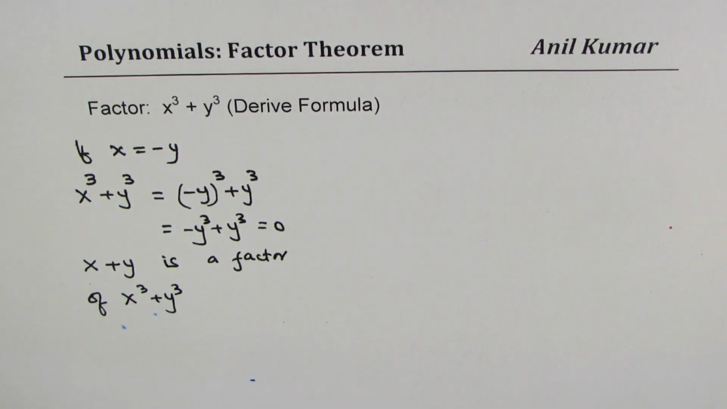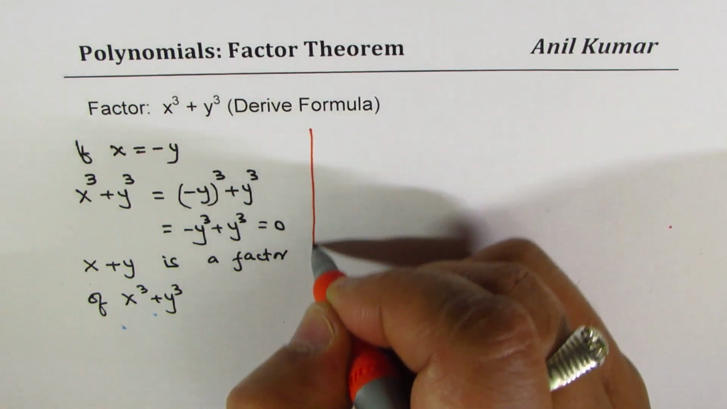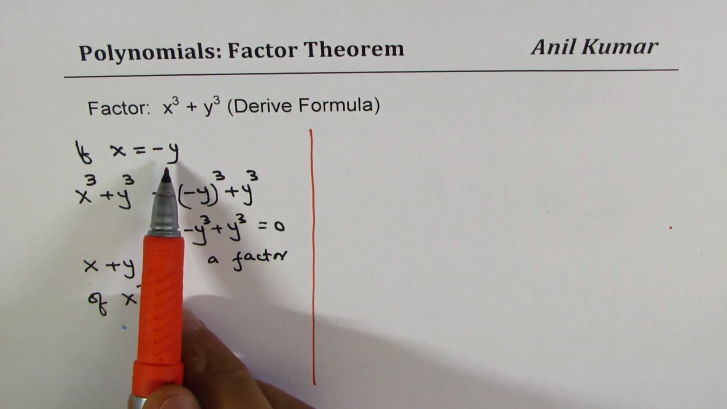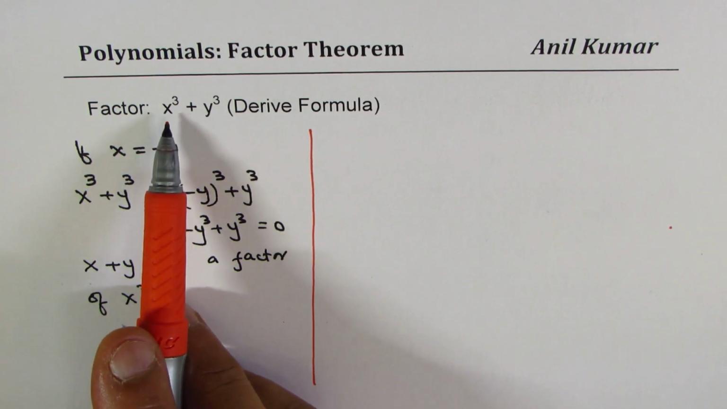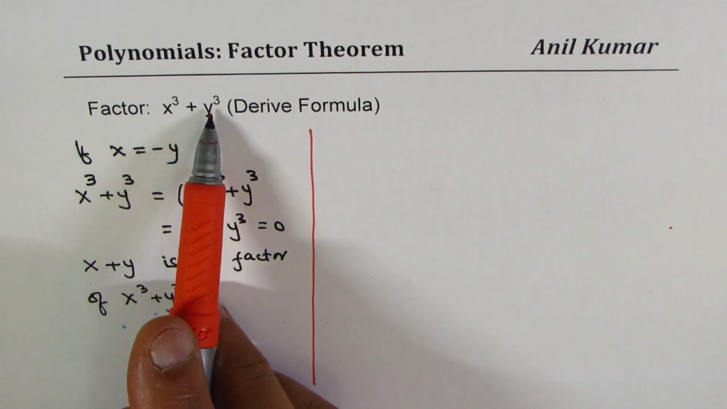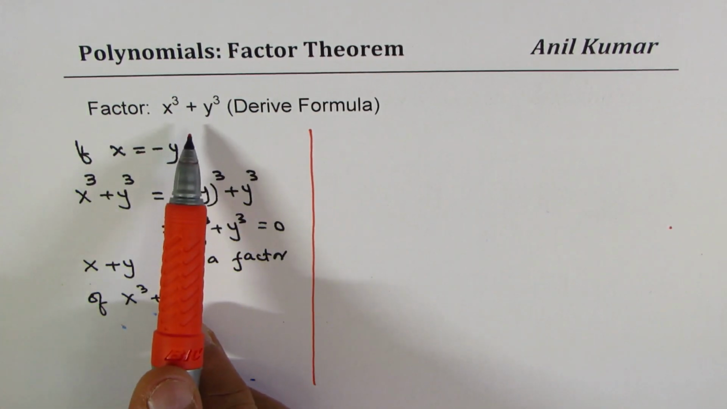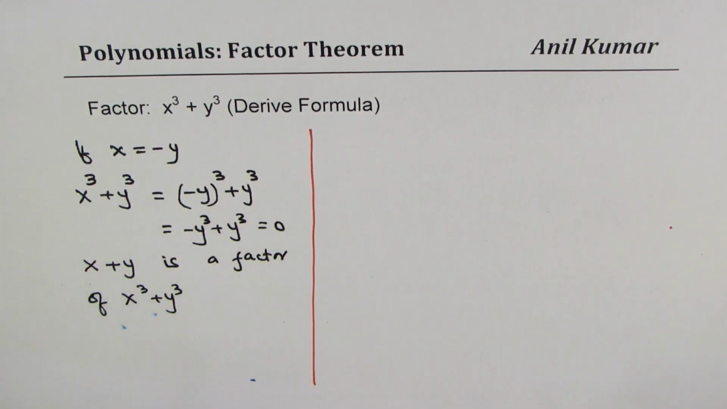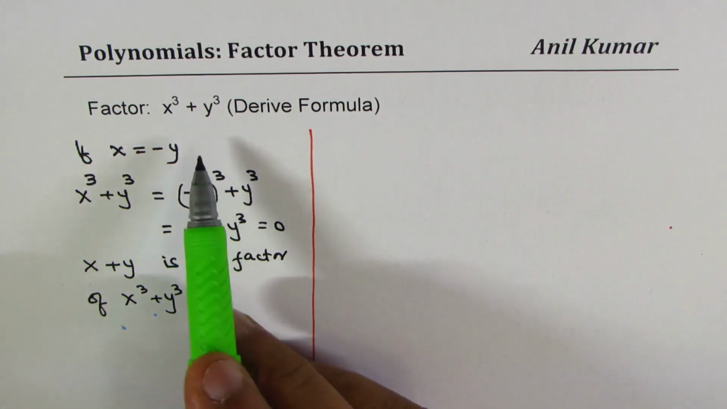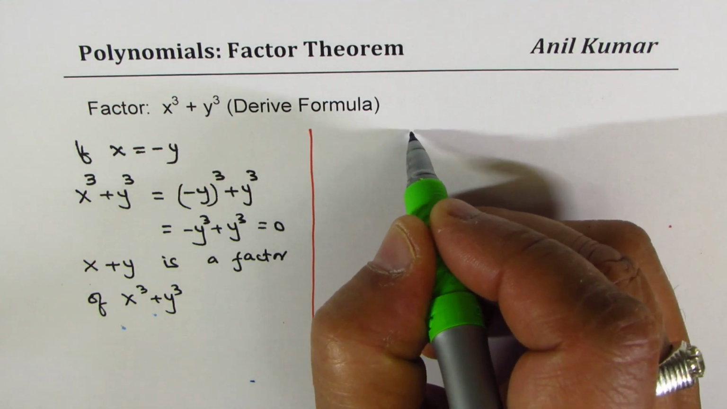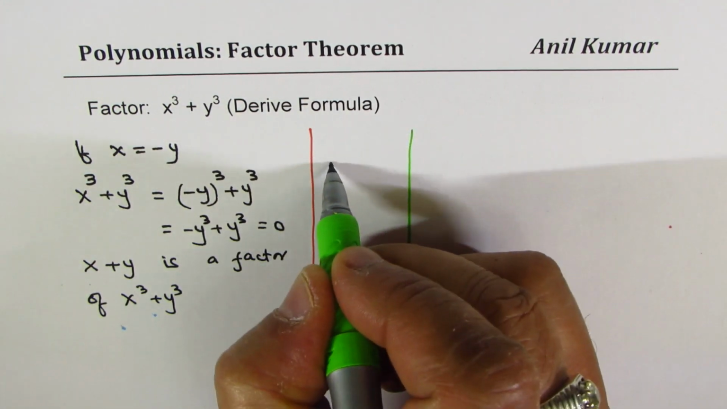Correct? So if I substitute x equals minus y in the expression x cubed plus y cubed, we get 0. That means x plus y is a factor. Correct? Now if x plus y is a factor, we could find the other factor, right? So let's do it. Let's find the other factor. So we're going to use synthetic division to find the other factor.